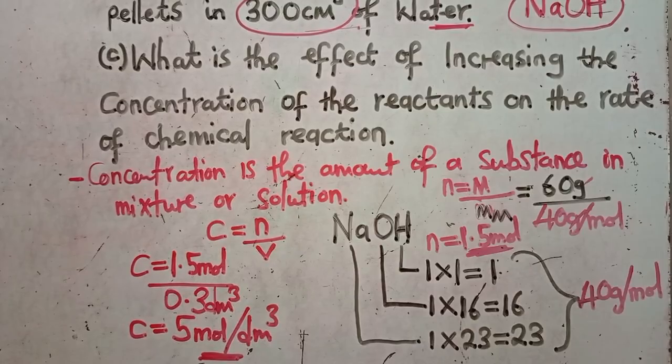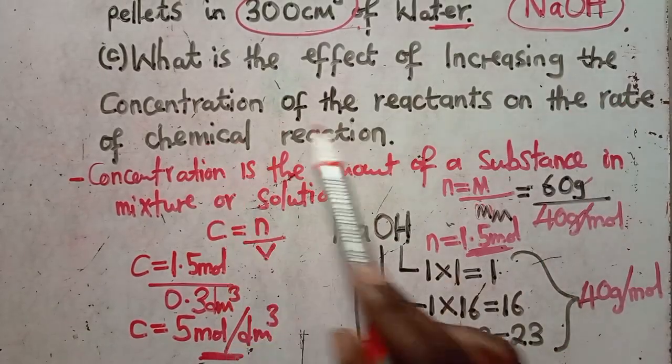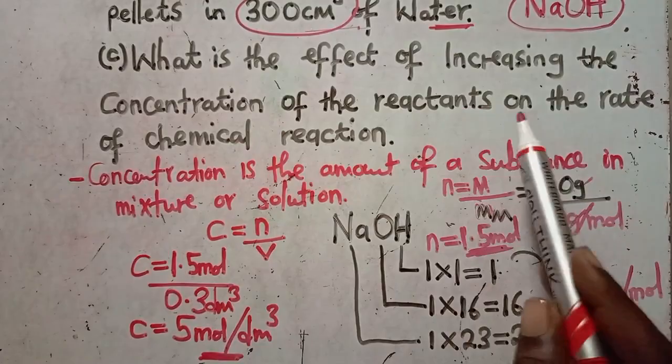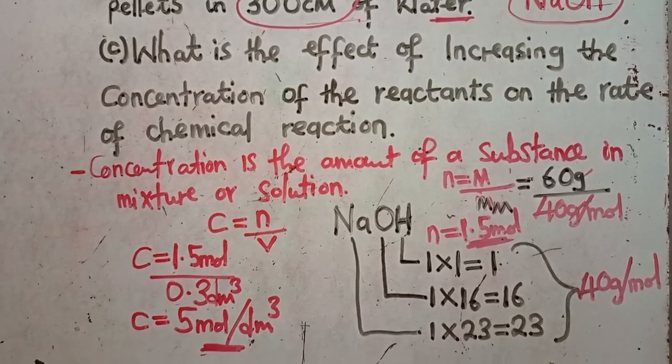We now go to part C, this one that is here. The question is saying, what is the effect of increasing the concentration of the reactants on the rate of a chemical reaction? You need to understand that once you increase the concentration of the reactants, you also increase the rate of the reaction. So increasing concentration will increase the rate of reaction. That is how you need to understand. I guess I've answered that part.